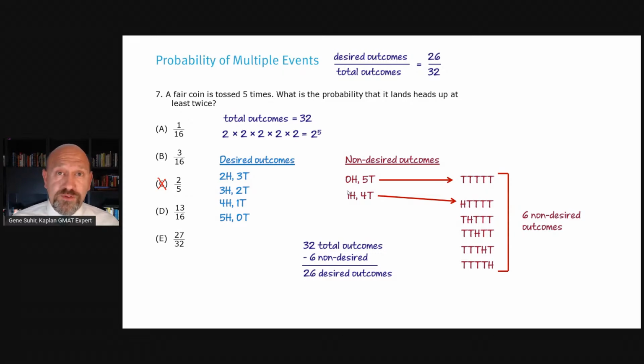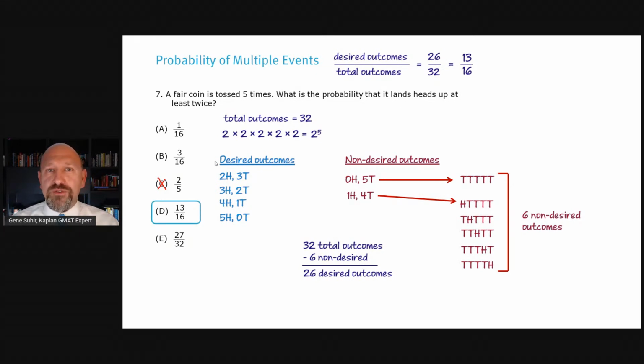Now, you could make it work the other way, but it would take way, way longer to figure out all the desired things there on the left, rather than finding what's non-desired and then subtracting from the total. You might feel like you're done with the problem, but the problem's not done with you. You still have to reduce that fraction. 13 over 16 is then answer choice D.